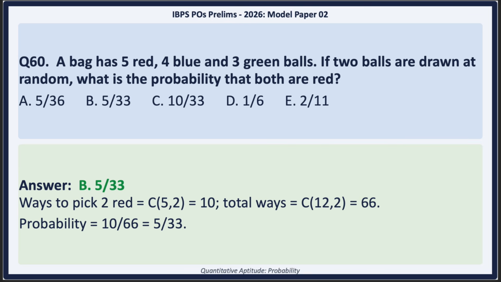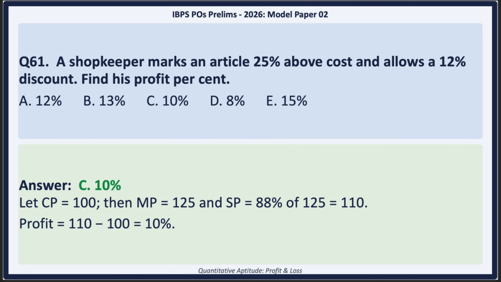You are flying through these. Well, question 61 is profit and loss, which I love. A shopkeeper marks an article 25% above cost, but then allows a 12% discount to the customer. What is his actual profit percentage?